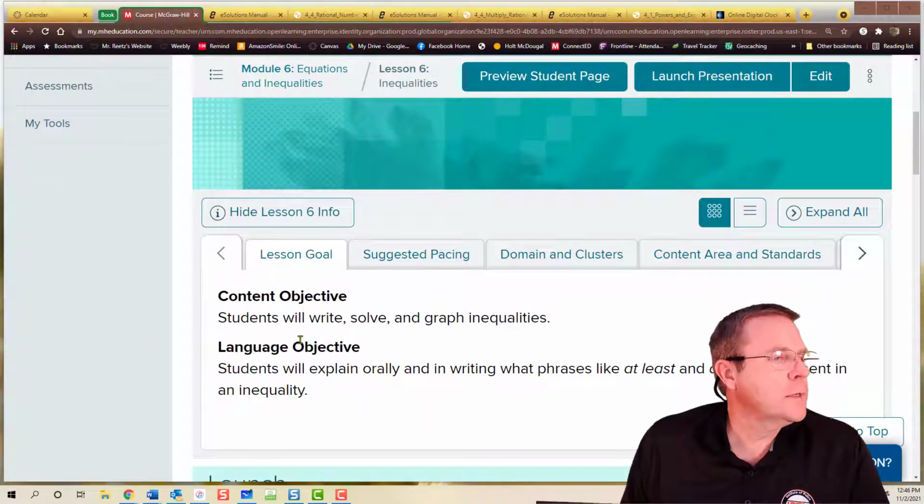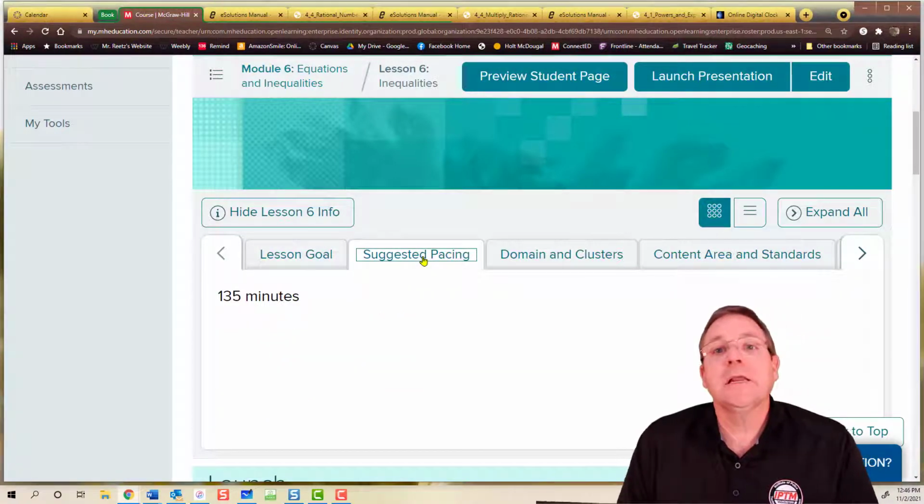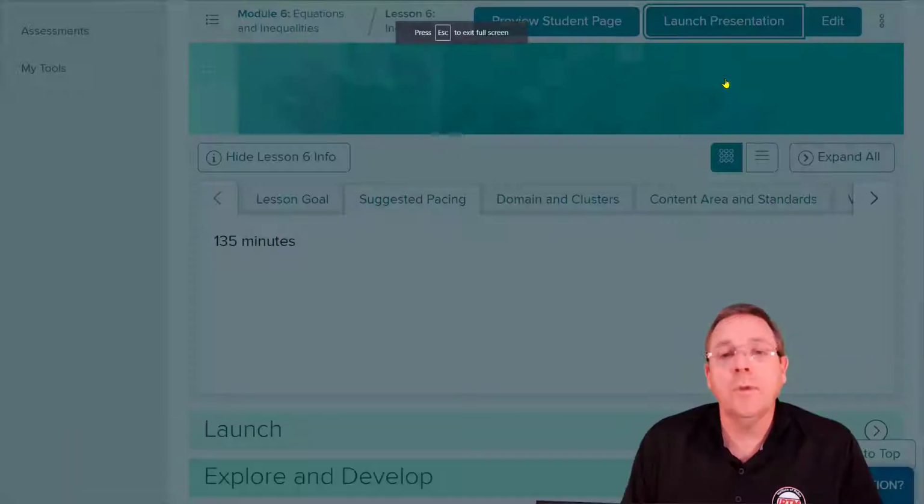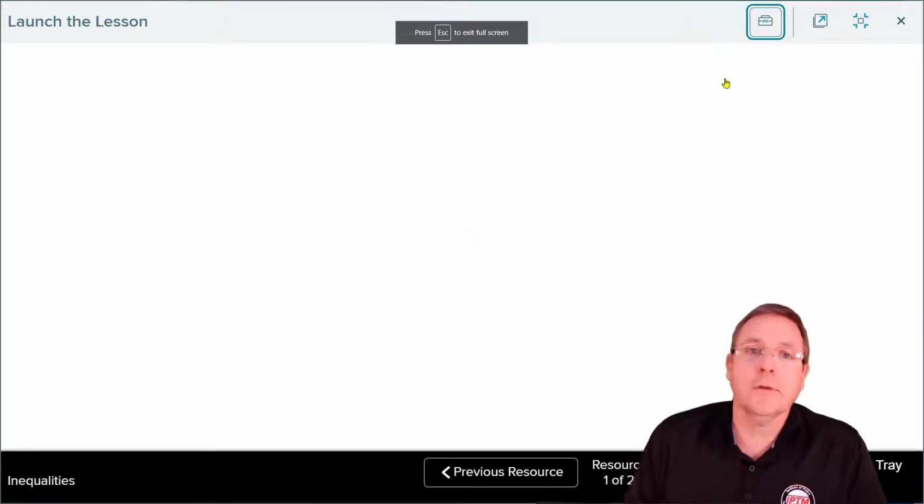So, our content objective: students will write, solve, and graph inequalities. The pacing guide says this is going to be a whopper of a lesson, and since it's going to be a whopper of a lesson, we probably ought to hurry up and get started on it. So let's go.